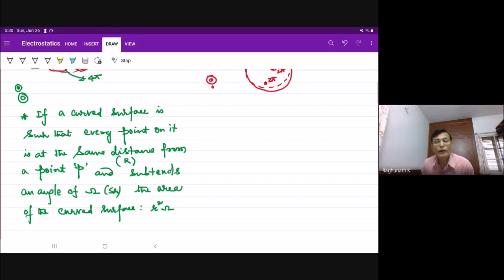If it is a sphere and P is the center, every point is at the same distance. Definitely, if a small curved surface, it need not be closed, such that every point on it is at the same distance from a point P and subtends an angle omega, that curved surface should be the part of a spherical surface of radius R having the center at P. You agree that?